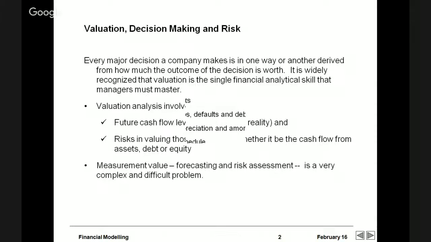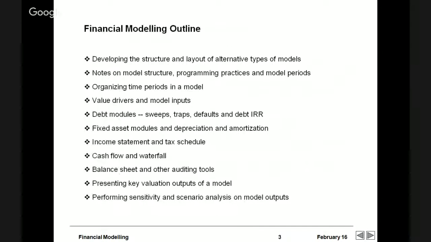Going forward, what is the outline we are going to look into? We are going to develop a structure, a layout of alternate types of models. I'm not going to go real deep into the models; I'm just going to tell you the basics of how we are going to do it, along with some of the programs and practices followed at the current levels. There are the time periods in the model. We also talk about value drivers, model inputs, and the major factor called cash flow, the waterfall balance models, and some of the auditing tools that are going to come in.